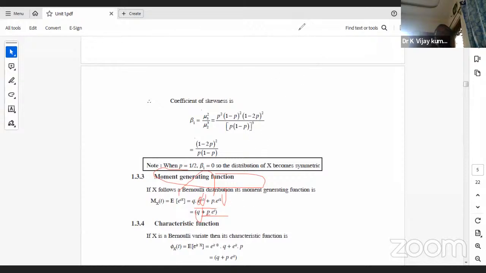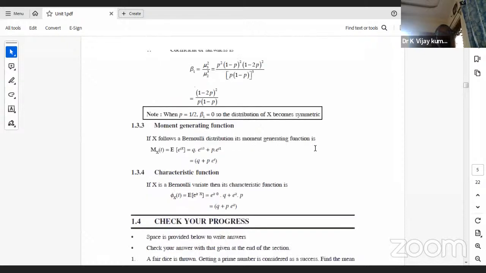Then characteristic function. What is a characteristic function? If X is a Bernoulli distribution, the characteristic function phi of X is E of e power itX. We are taking the basic E of X in the Bernoulli distribution. E of e power itX, we can write e power it0 into q plus e power it into p. So this is q, and this is p into e power it. This is the characteristic function of the Bernoulli distribution.